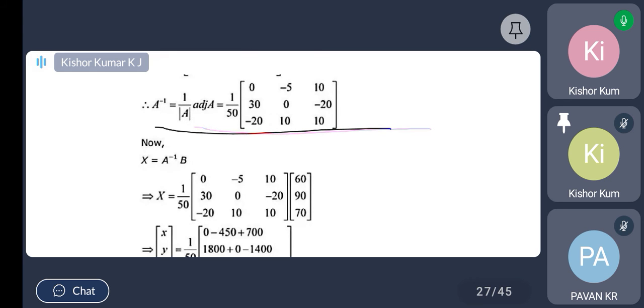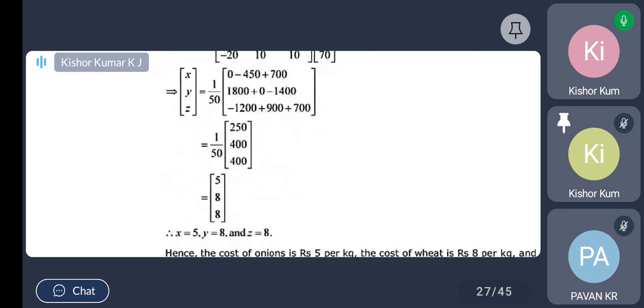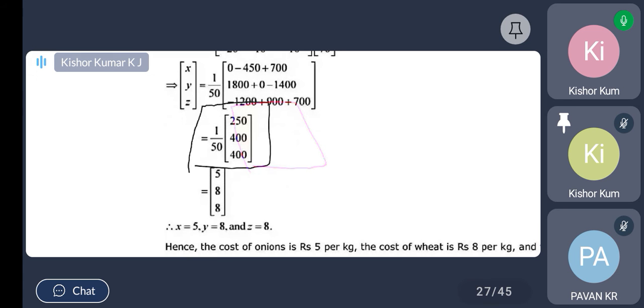Replace here. So we can get 1 over 50 into 0, minus 10, 30, 0, minus 20, minus 20, 10, 10. Now consider the matrix method equation: X equals A inverse into B. Now substitute the values you have. After substitution, as I told you, keep your 1 over 50 as it is and do the multiplication of these two matrices: first row, first column; second row, first column; third row, first column. Simplify it, and you get it in the form of 1 over 50 into 250, 400, 500.